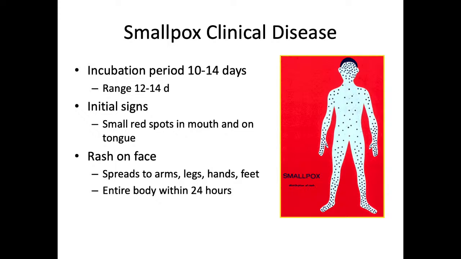When talking or sneezing, coughing, lots of viruses are shed, and the virus is spread through the respiratory route. Then the rash starts to appear on the face and spreads to other parts of the body, and we see more skin lesions on extremities compared to the trunk. In chickenpox, we see more skin lesions on the trunk than on extremities, but here it is the other way round.